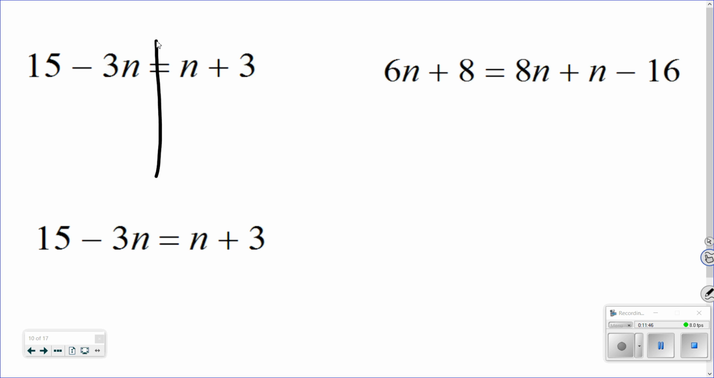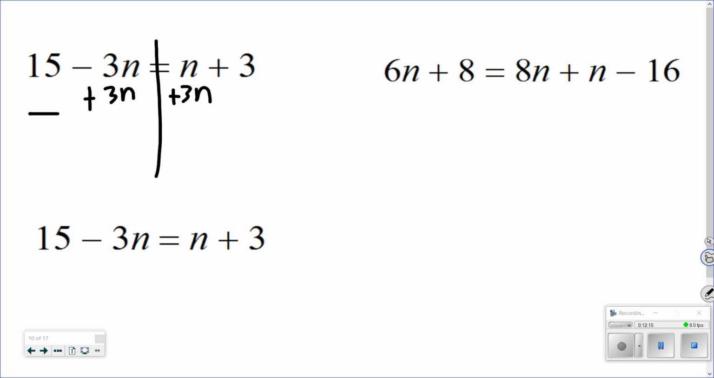So step number 2 is, if you have variables on both sides, I need to get rid of the variables off one of the sides. I can't solve for n until I get rid of the variables on one of the sides. So I have a choice. I can either get rid of the minus 3n by adding 3n, negative 3n plus 3n is 0, or I can get rid of the positive n by subtracting n, n minus n is 0. So just so I don't have to deal with negatives, I think I'm going to add 3n to this one.